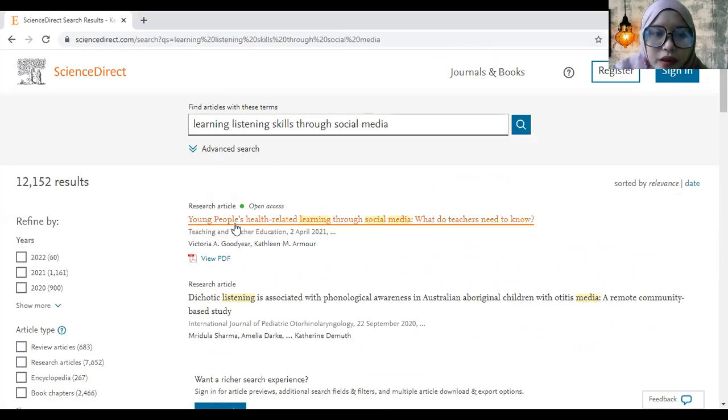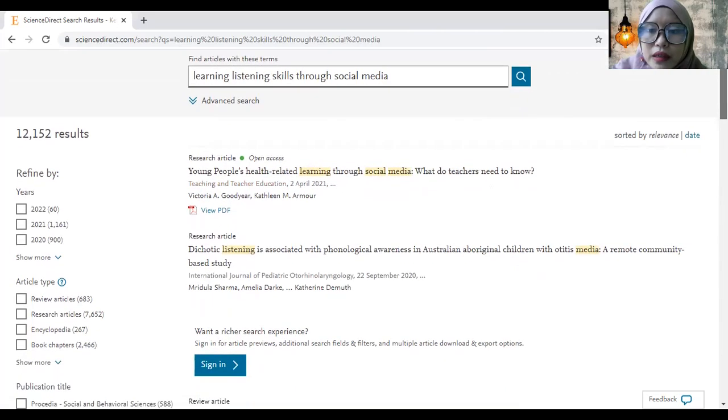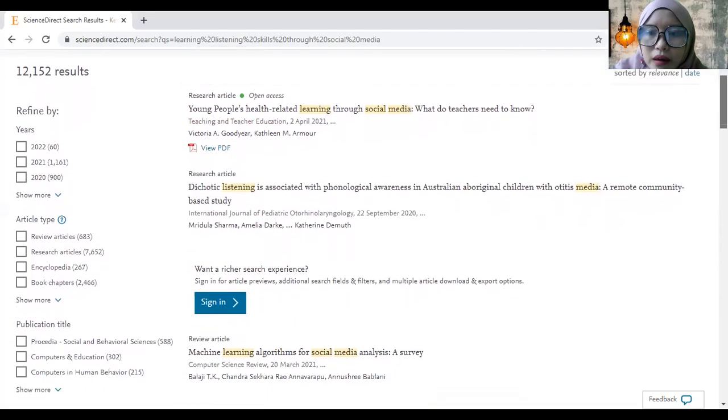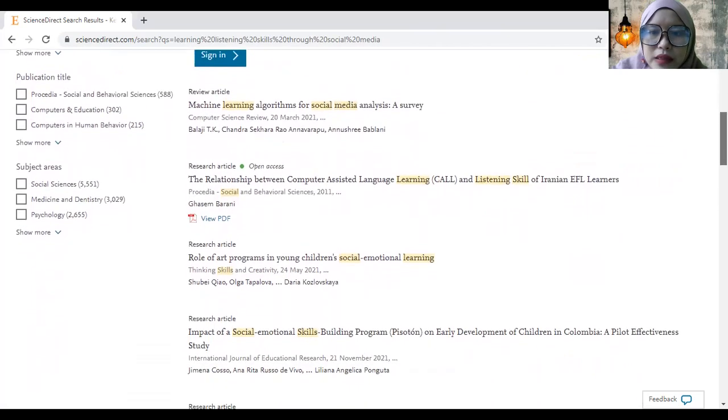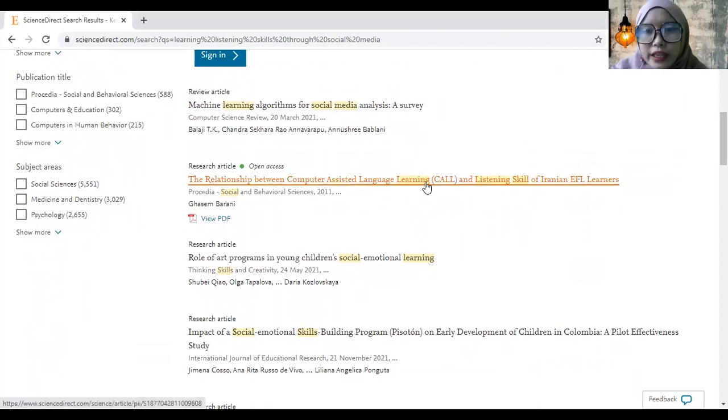Okay, youth or young people. Okay, I guess we don't have the listening there. All right, listening skills. This one: Relationship between computer assisted language learning and listening skills of Iranian EFL.